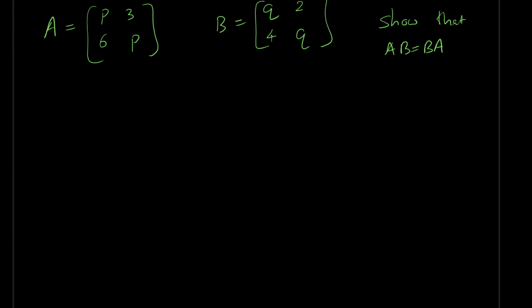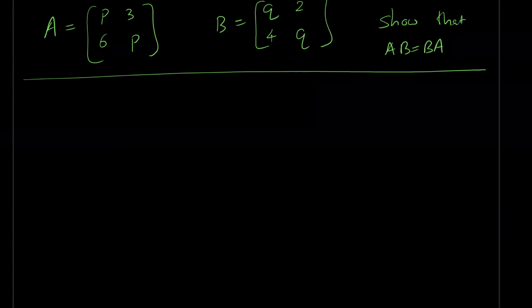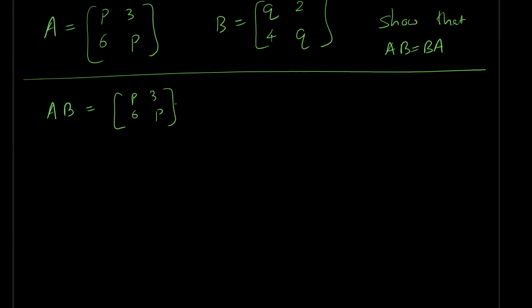Again, pause the video, try it. So these 15-20 minute videos, for you it should be more than that, 30-40 minutes. Now what you need to do, just find AB. So they are both 2 by 2, so you can find this, Q, 2 for Q. So first row, first column, Q squared, Q into Q, Q squared plus 12. First row, second column, so 2P plus 3Q.